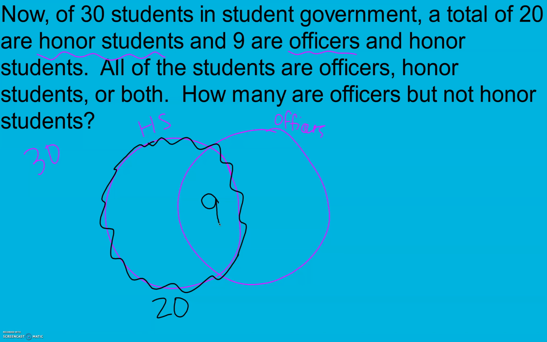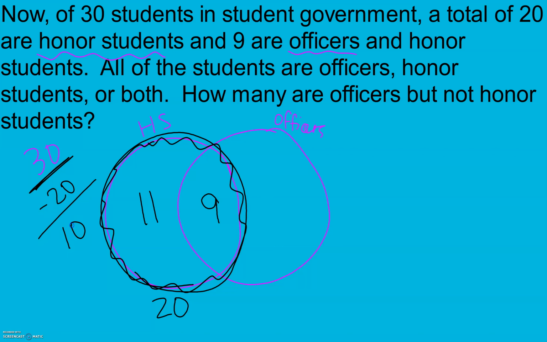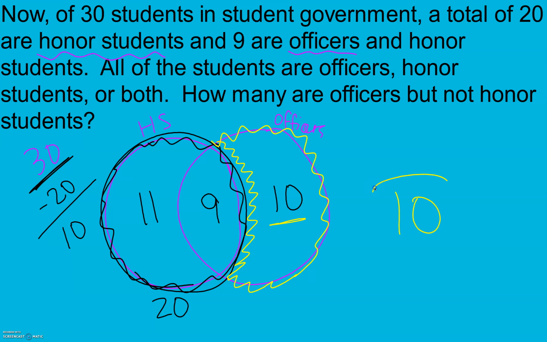Which means if this entire circle here is 20, and I have 9 in one part, I have to have 11 in the other. I have a total of 30 kids, 20 of them are honor students, which means I have 10 left here. Now, what we want to know is how many are officers but not honor students. So we want officers, but we don't want honor students. So we're staying just on this side here, which gives us just the 10. Okay, total of 20 means we added up all the honor students and got 20.